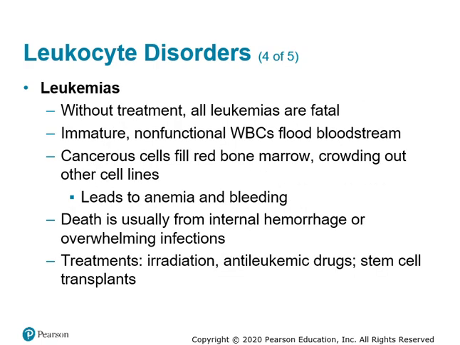Now, without treatment, all leukemias are fatal because you get immature, non-functional white blood cells flooding the bloodstream, because the abnormal cancerous cells fill the red bone marrow and crowd out all the other cells even before they're fully developed. That can lead to anemia and bleeding because of abnormal red blood cells that don't have functional hemoglobin, and because you have such a large amount of blood cells, there may be immature platelets that are not functioning like they should. And death is usually from internal hemorrhaging or even overwhelming infections, because these immature non-functional white blood cells are not able to fully function and help your immune system.